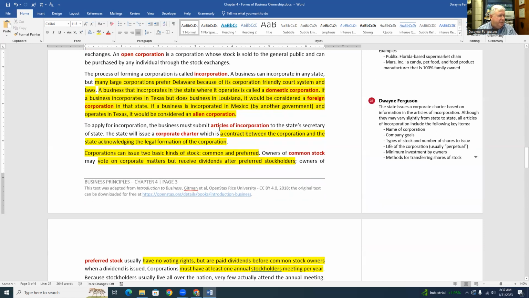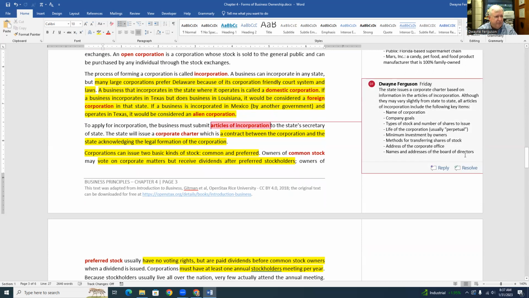You come up with articles of incorporation, or what's usually called a corporate charter. It's basically a contract between you and the state. Here's some things that you would put in it. You'd have the name of your corporation, your goals, and how much stock you're going to issue. Of course, you'd be going through the SEC to do that if you decided to do that.